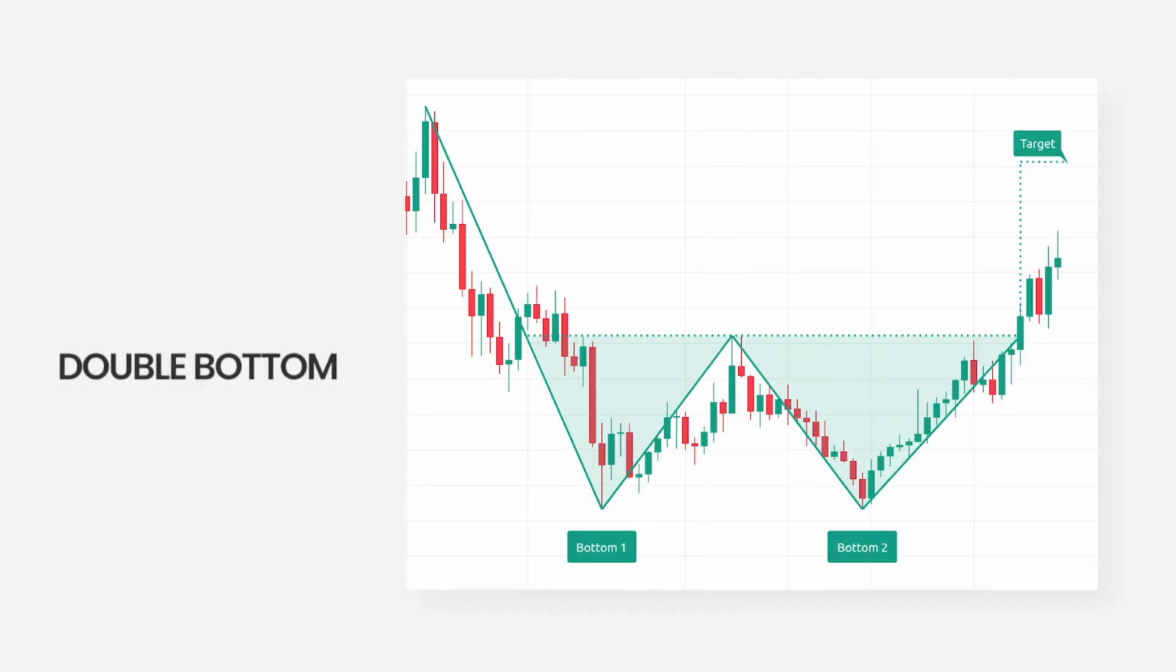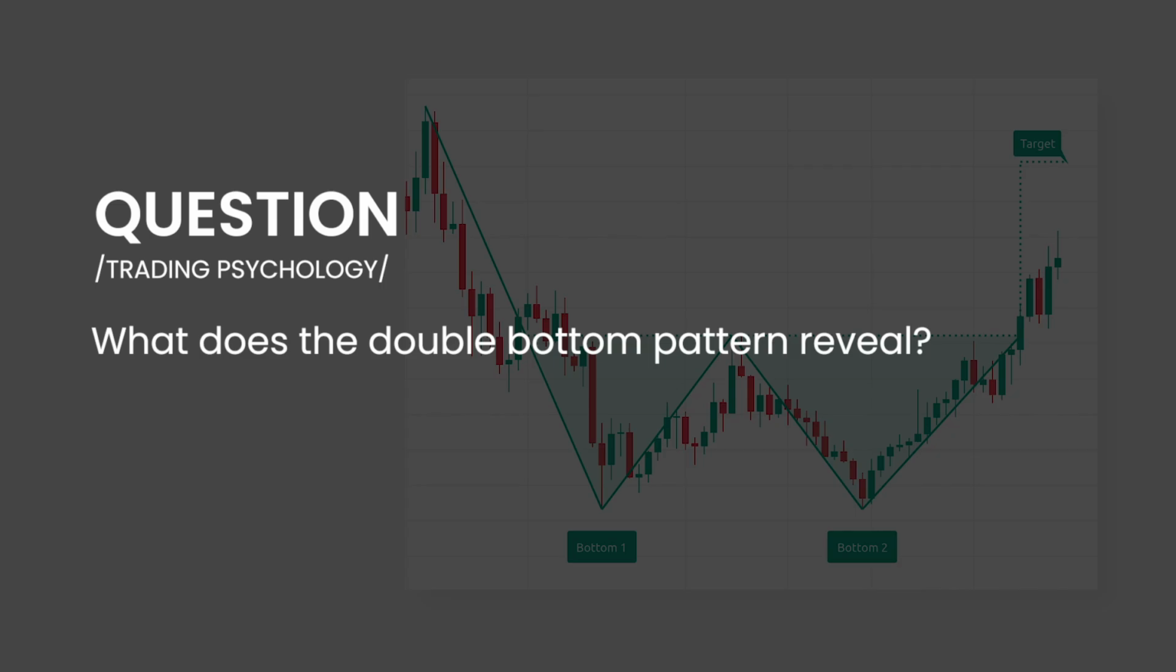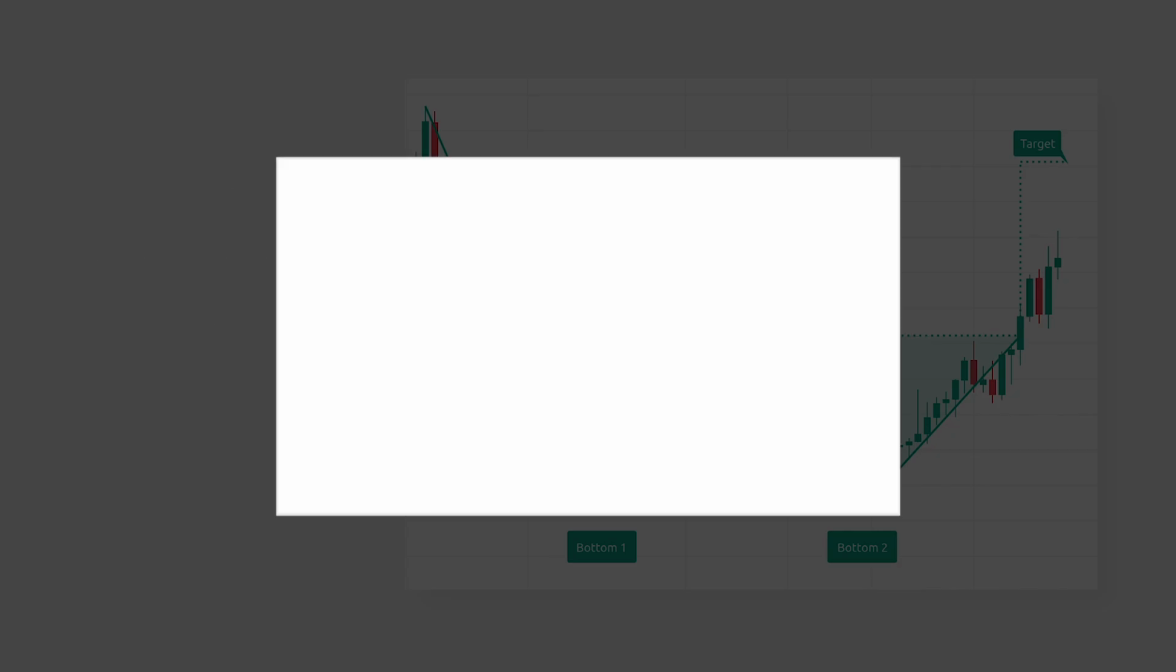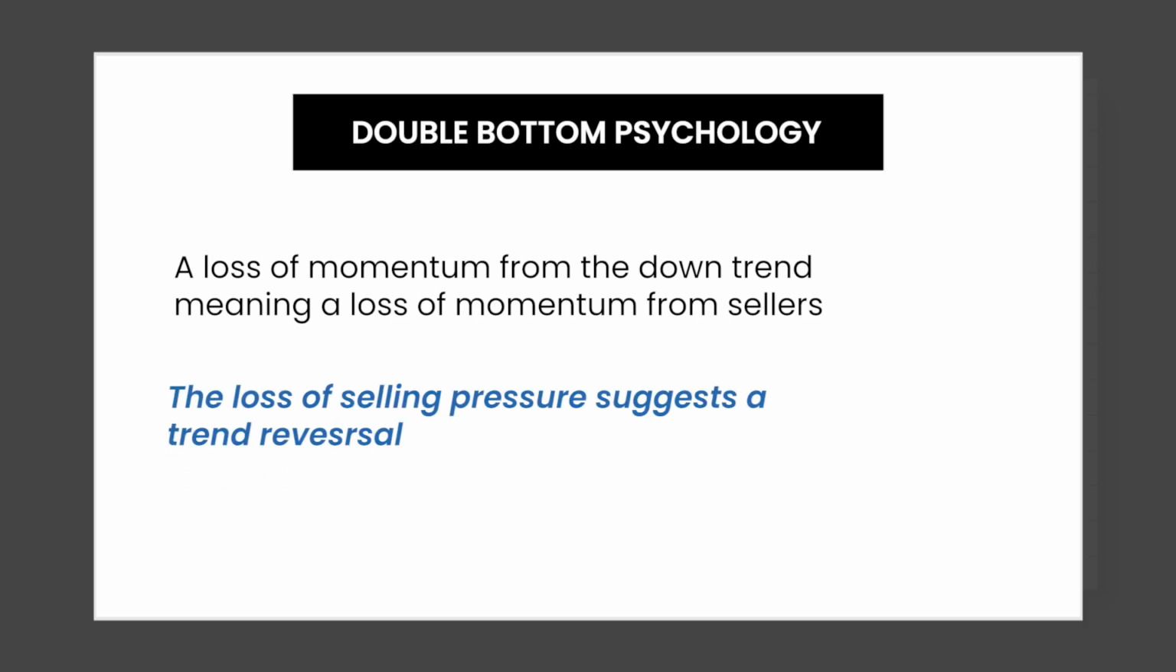Now let's look at the opposite scenario. Price trends downward before forming two matching lows. These lows create a support zone, while the high between them becomes the neckline. So, what does the double bottom pattern reveal? It shows that sellers failed to push the price lower, signaling a momentum shift. This loss of selling pressure suggests a possible trend reversal.